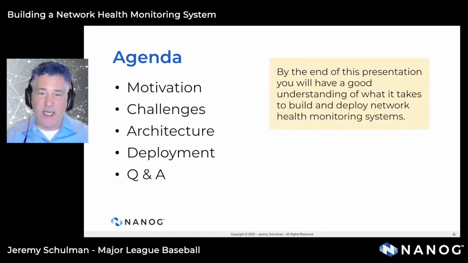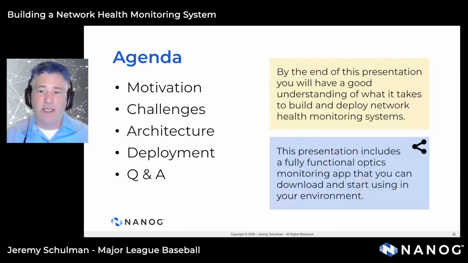My goal here is that by the end of this presentation, you'll have a really good idea of what it takes to build this type of system. And then ultimately, I've provided all of this code in open source. So if you want to give it a shot and play with it, you should be able to download it and try this out in your own environment.